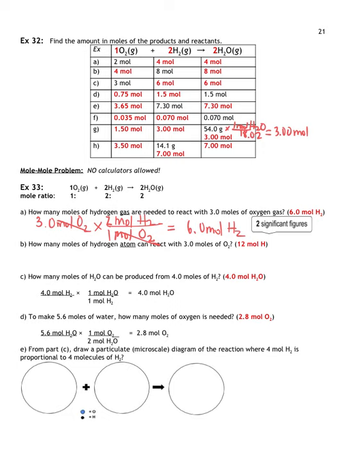In the next problem, it says how many moles of hydrogen atoms can react with 3 moles of oxygen. So now you're digging into the hydrogen molecule so you can figure out how many moles of hydrogen atoms. We're going to need to take an extra step with this problem. You start off with 3 moles of oxygen, which is your given. You have to get 2 moles of hydrogen. So you're doing the same setup. 2 moles of hydrogen to every 1 mole of oxygen.